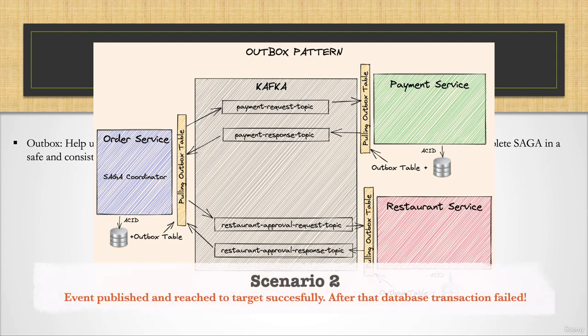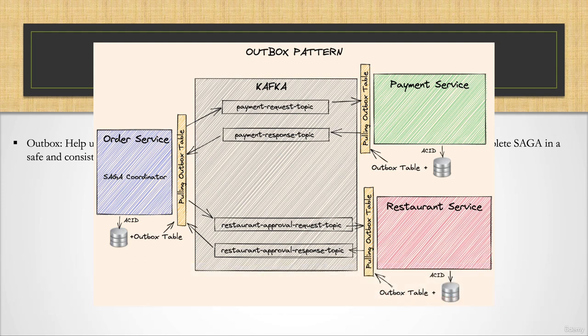Instead of that, if you first publish the event and then try to commit the database operation, things can even go worse. The local database transaction can fail. In that case, you would have already published a wrong event, which you should never have published. To solve this problem, there are two approaches.